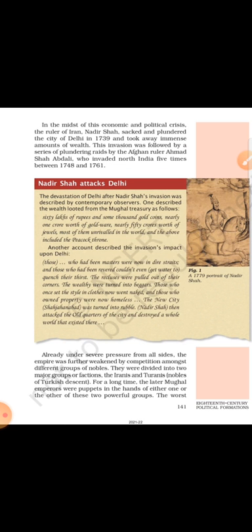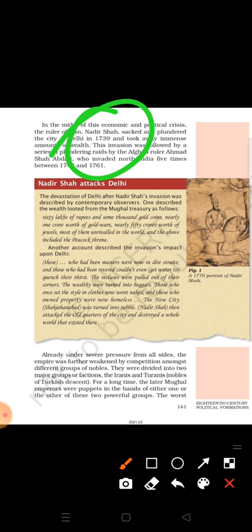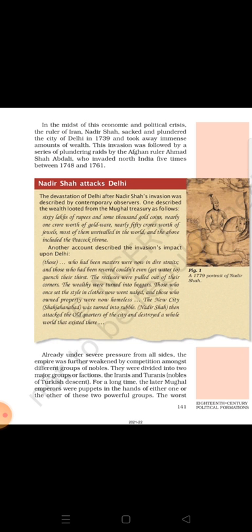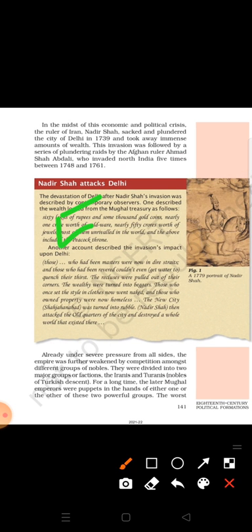Okay, now the next one. In the midst of the economic and political crisis, the ruler of Iran, Nadir Shah, sacked and plundered the city of Delhi in 1739. Another important date, 1739. The Iranian attack in India, that is called Nadir Shah. This invasion was followed by a series of plundering raids by the Afghan ruler Ahmad Shah Abdali, who invaded North India 5 times. How many times? 5 times between 1748 and 1756.